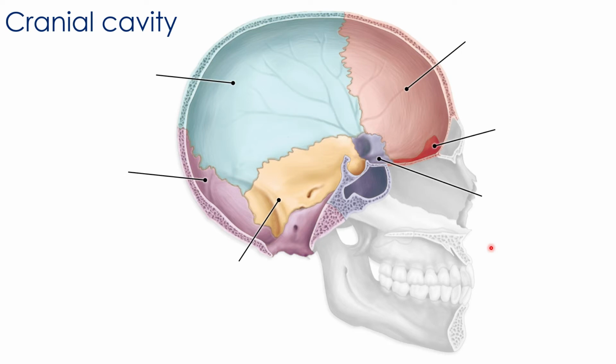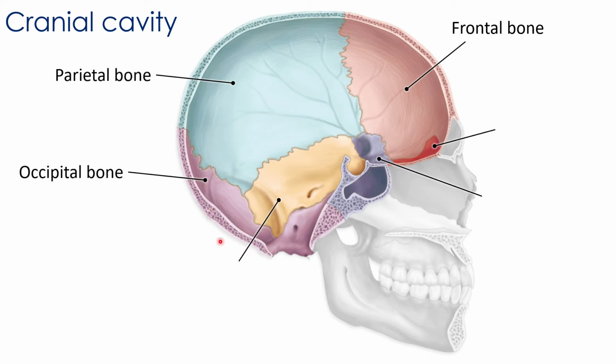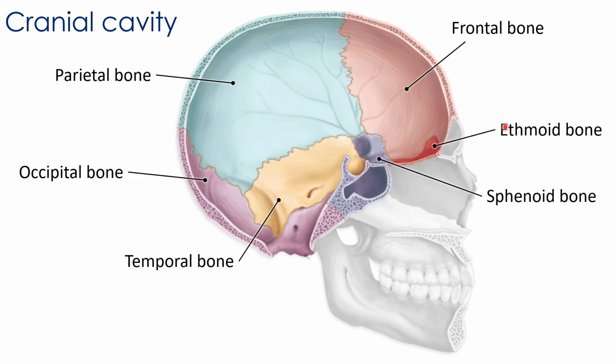All right, so let's start with the red one. Hopefully you've identified that one as the frontal bone, the blue one as the parietal, the occipital bone, the temporal bone, the sphenoid bone, and parts of the ethmoid bone as well. So those are the cranial bones that are going to completely enclose that cavity, and you should be able to identify those from an external or an internal view as we have here.